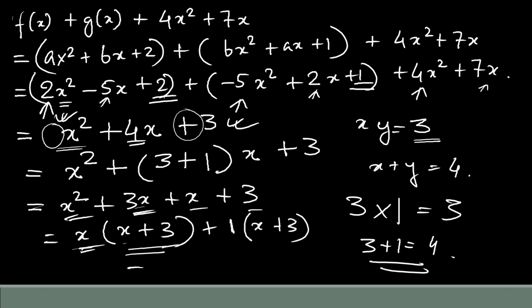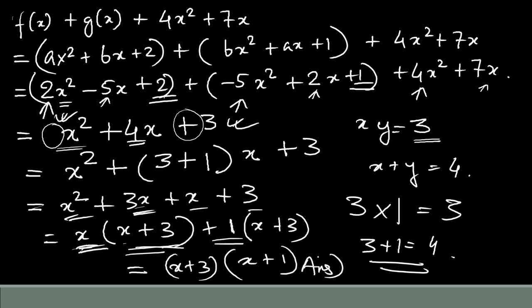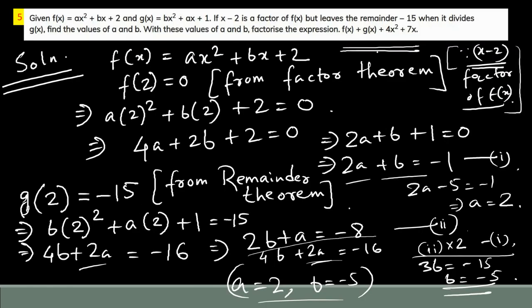That is fine. So from here, x plus 3 is a common factor. So we take x plus 3 as common. And then this becomes x and this becomes plus 1. So this is your final answer when you factorize the expression.